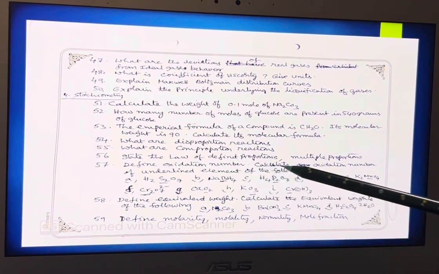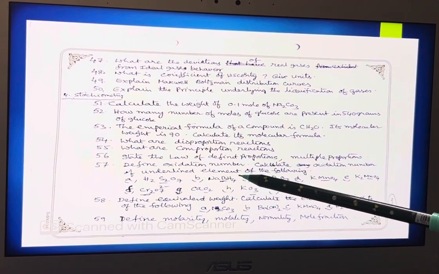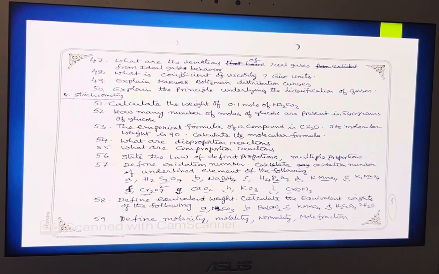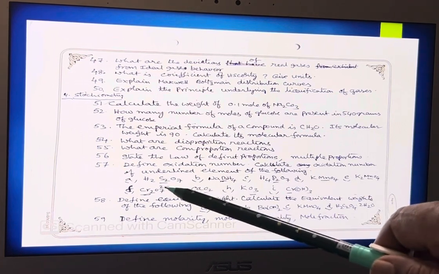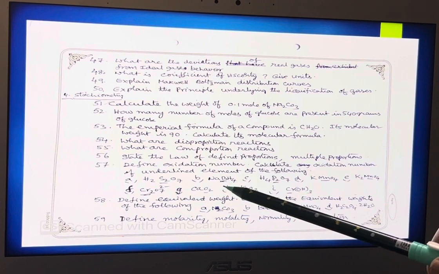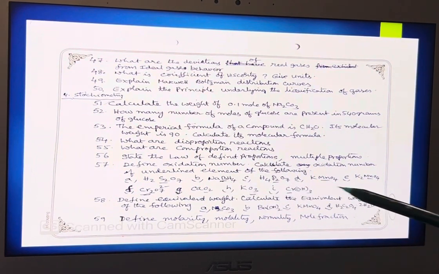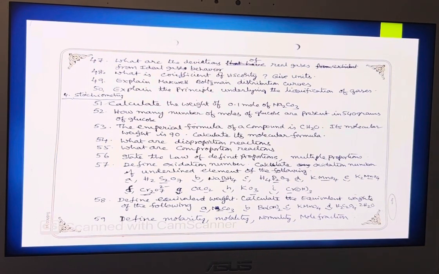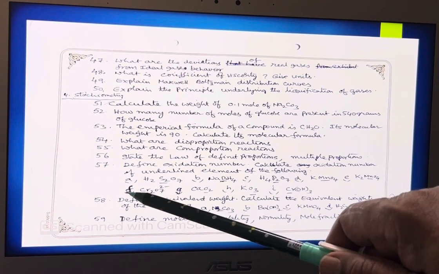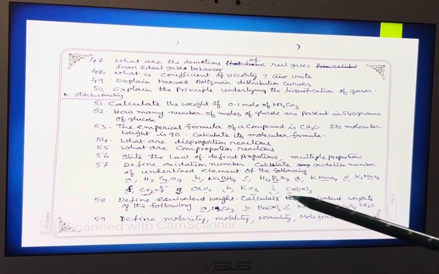Define oxidation number. Calculate the oxidation numbers of the underlined element of the following. So, you have to calculate the oxidation number of underlined sulfur, underlined boron, underlined phosphorus, underlined manganese. So, manganese, you have to calculate the oxidation state of manganese, chromium, here oxygen you have to try, here also oxygen, here chromium.